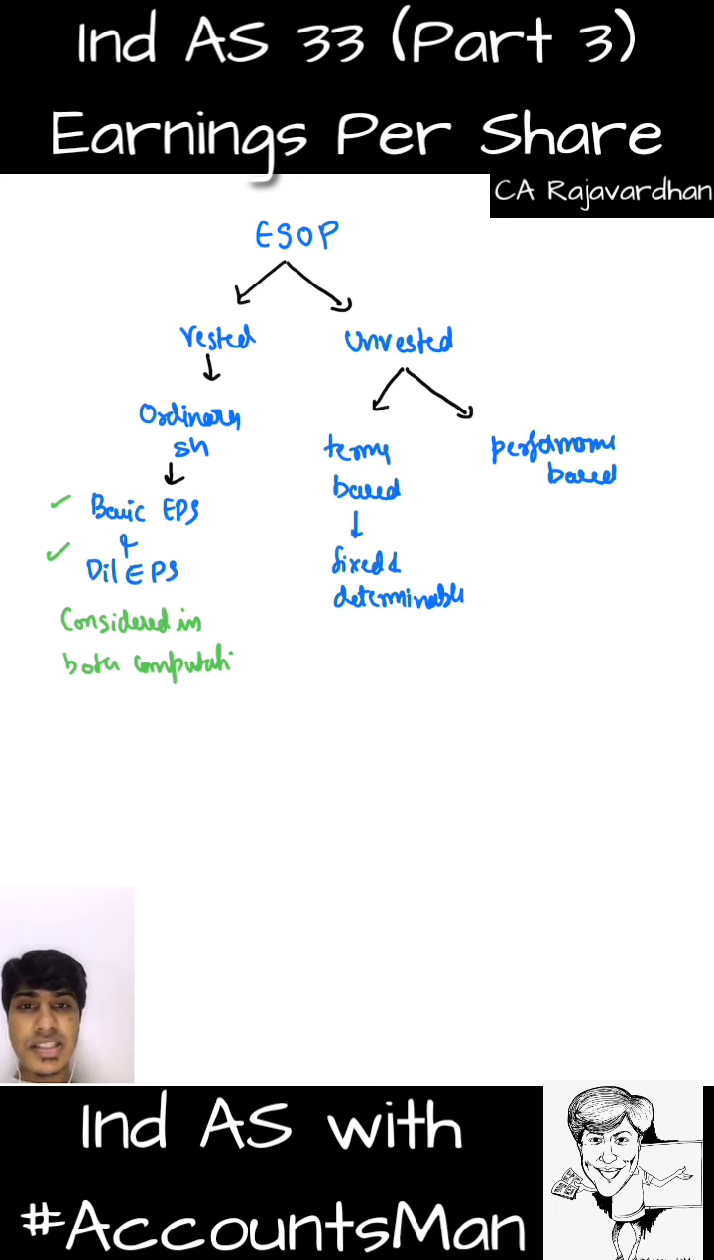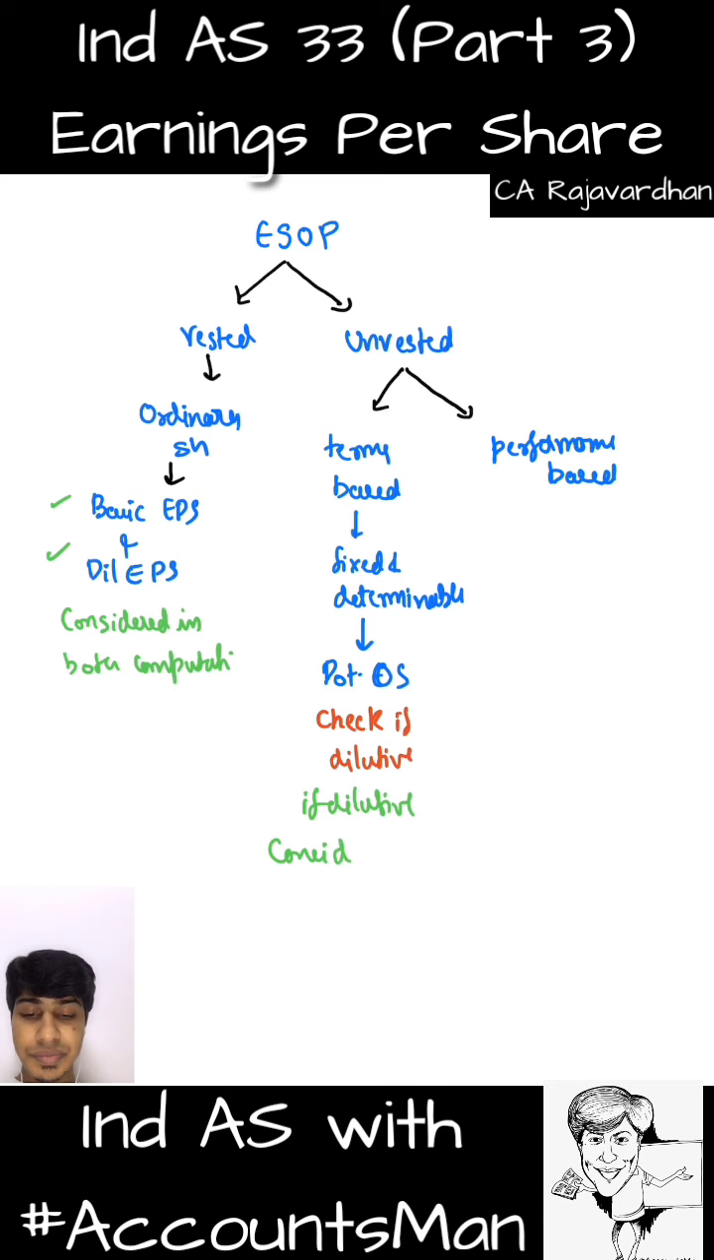This term should be fixed and this term should be determinable. So if these terms are fixed and determinable, then what will happen? These will be considered as potential ordinary shares. Then we need to check if they are dilutive. Usually they will be dilutive. If dilutive, then what do we do? Consider them in diluted EPS computation.